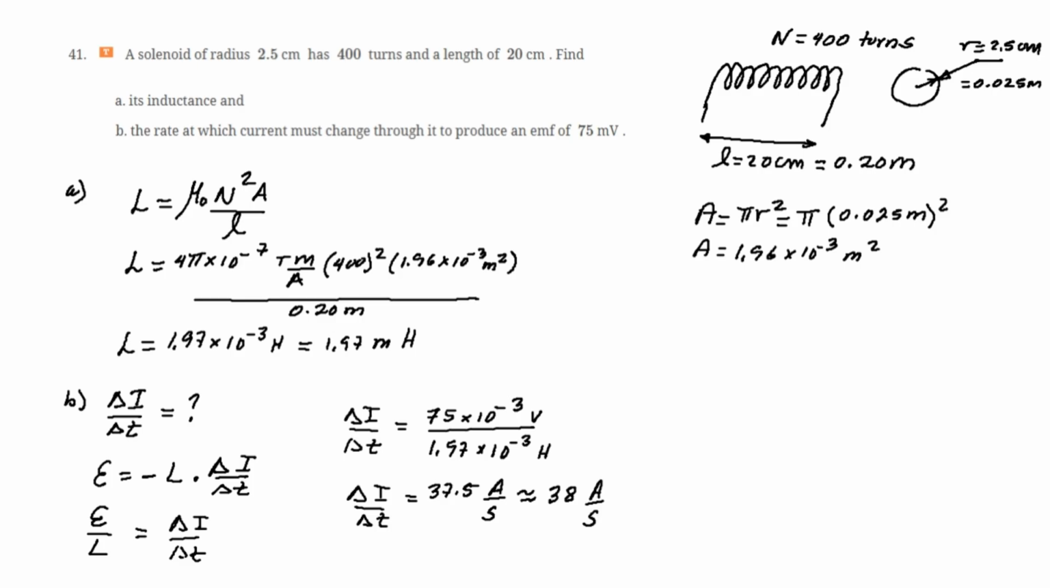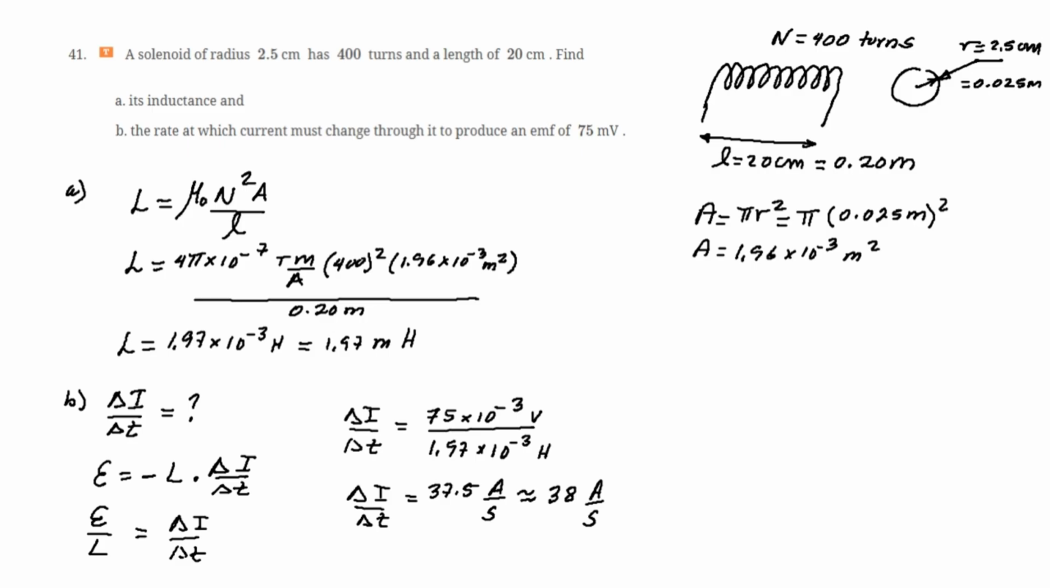So to produce this electromotive force of 75 millivolts, the rate of change of the current with respect to the time needs to be equal to 38 amperes per second approximately. But this was another exercise, about the inductance.